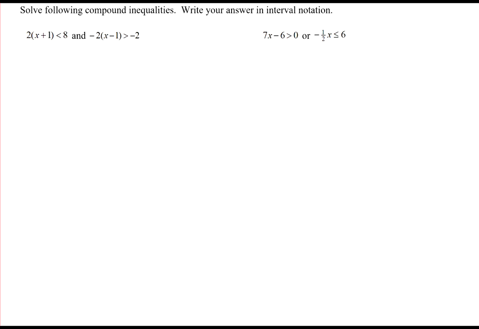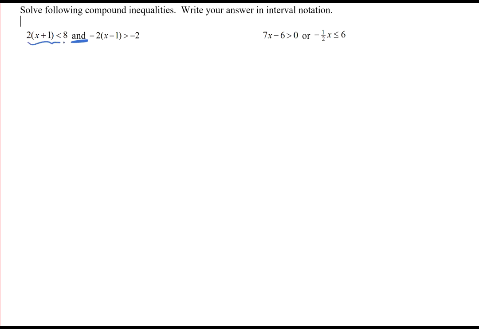Let's now look at some compound inequalities where we actually need to isolate x first before we find the intersection or the union. So our first example: 2 times the quantity x plus 1 is less than 8, and negative 2 times the quantity x minus 1 is greater than negative 2. To solve a compound inequality, we're going to have to individually solve the two parts and then union or intersect their sets. In this case, we're going to intersect them because of the word and.